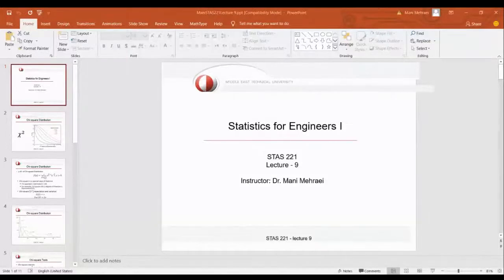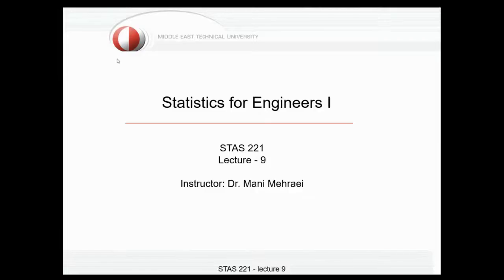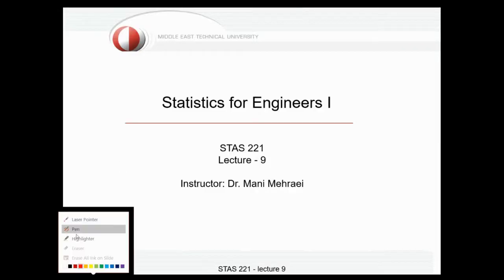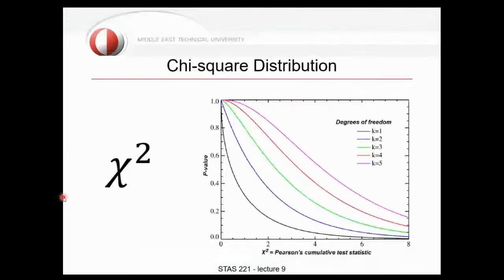Hello everyone, I'm Dr. Mehraei, and today we are going to talk about chi-square distribution. We already talked about different distributions, including discrete ones like Poisson distribution and binomial distribution, and continuous ones like normal distribution and t-student distribution. And today we are going to talk about chi-square distribution, which is a continuous distribution as well.